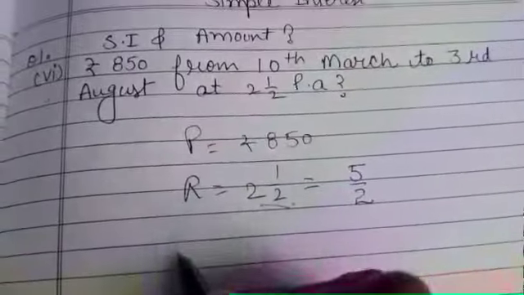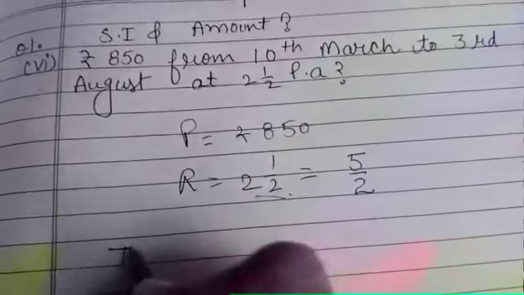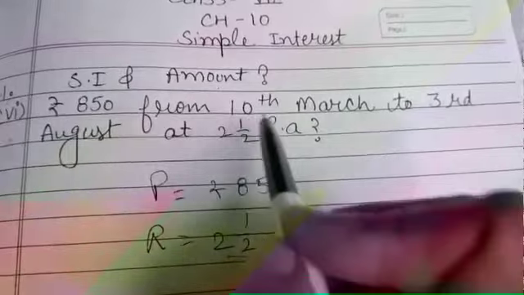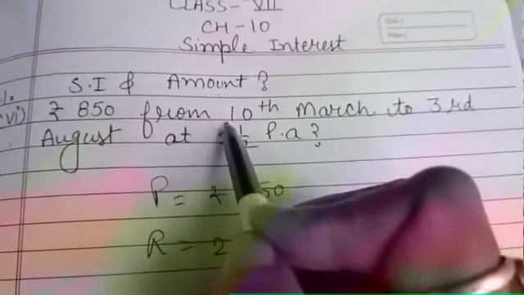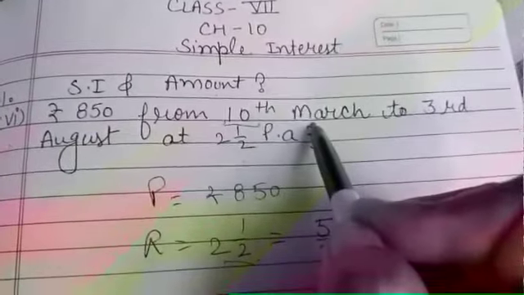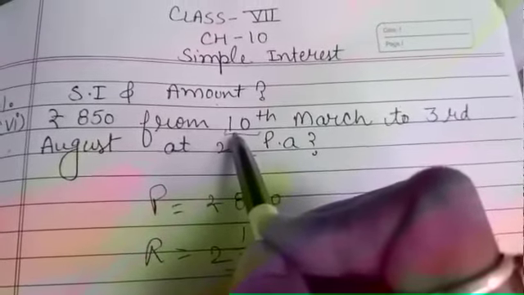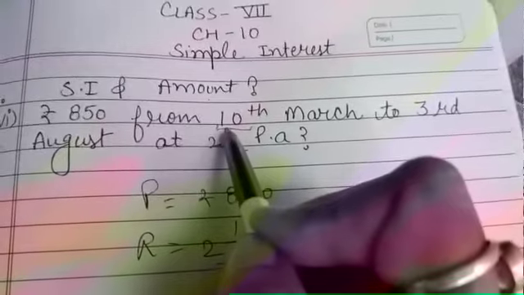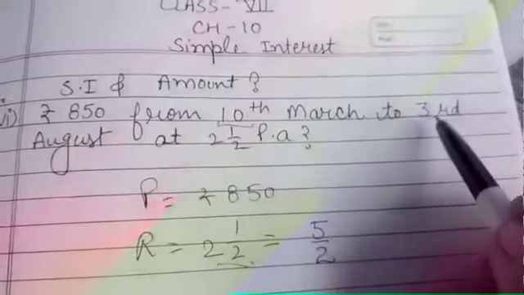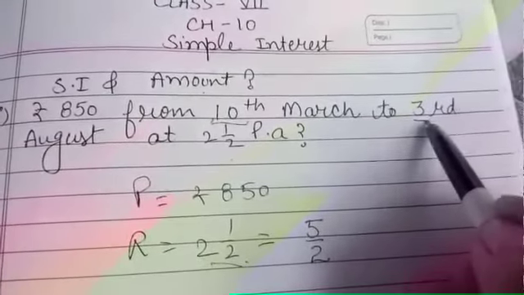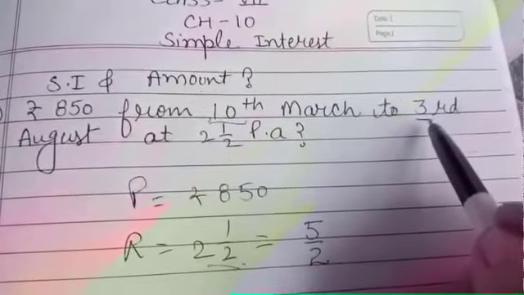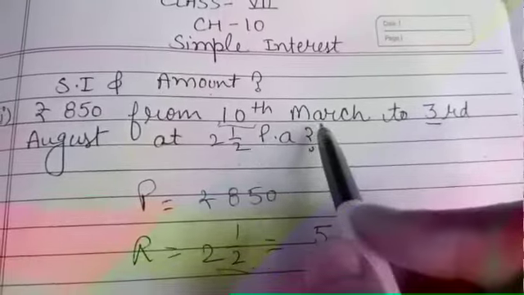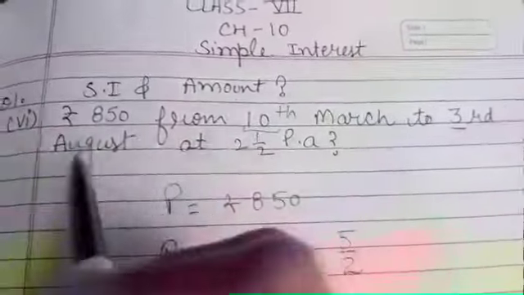Okay, next is time. Time is again given in days. This time started from 10th of March. The 10th we will not take, because on the day when we take the money, interest will not be applicable, but when we return the money, that day is included and interest is there, right? So time is started from March to August.